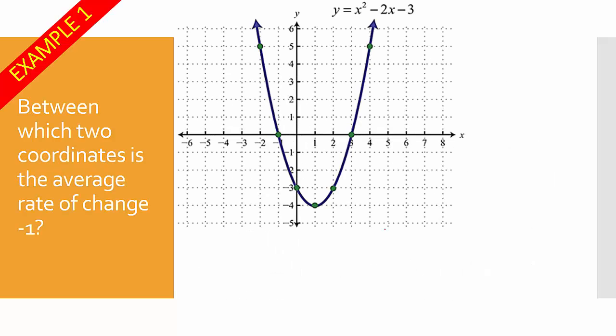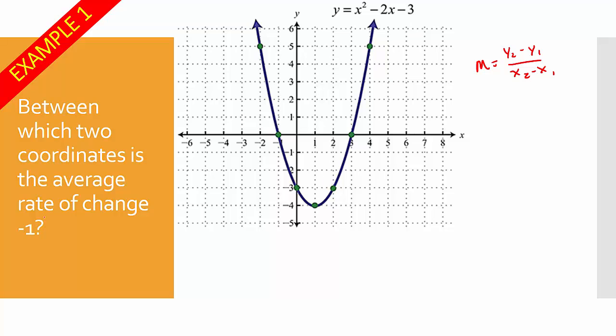So, because this is nothing new, remember average rate of change, the formula for rate of change is y2 minus y1 over x2 minus x1. We're going to be using that frequently. So, between which two coordinates is the average rate of change -1?